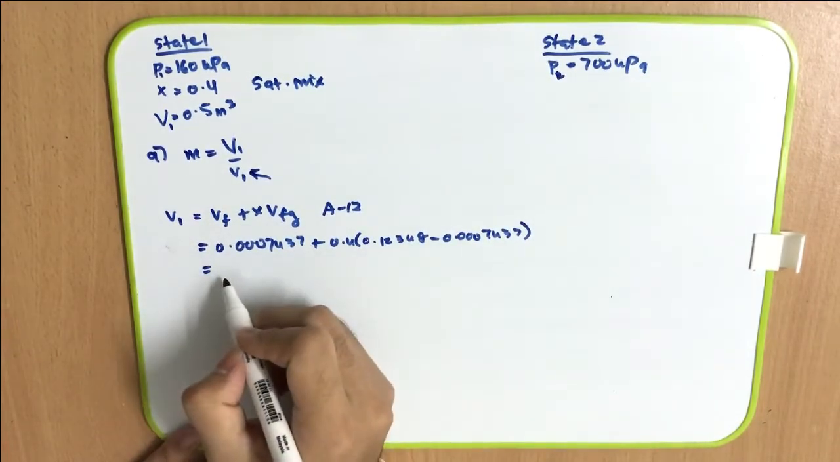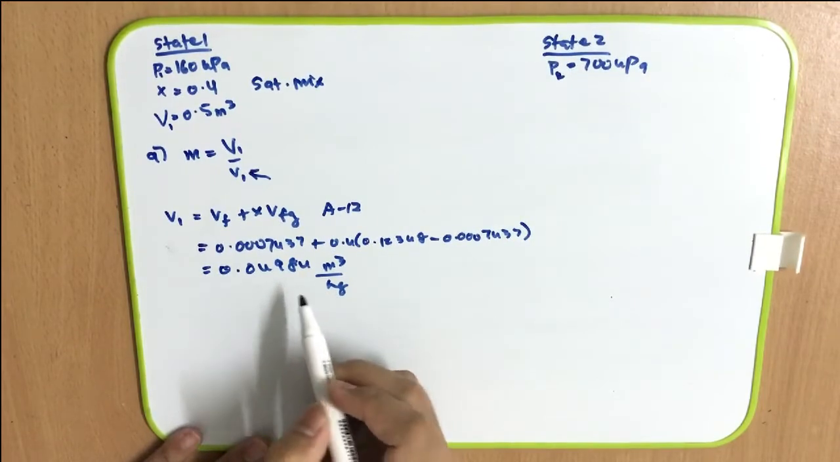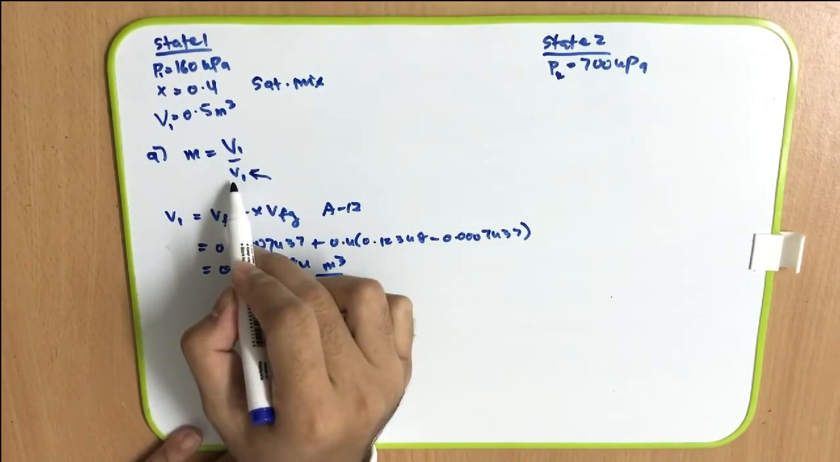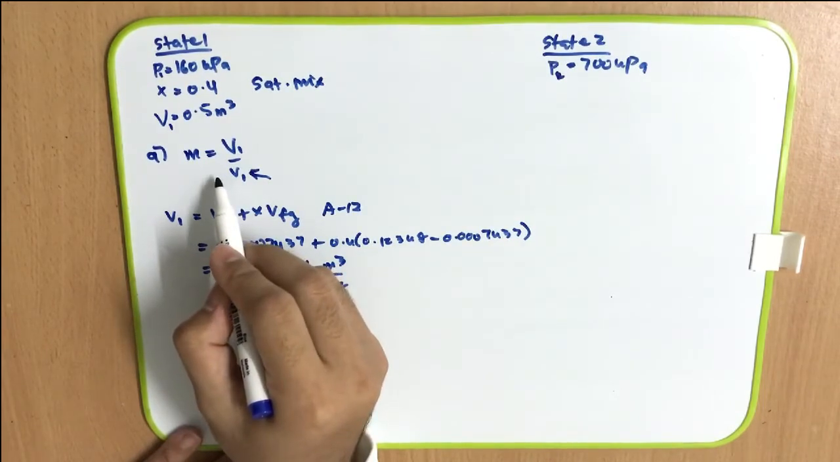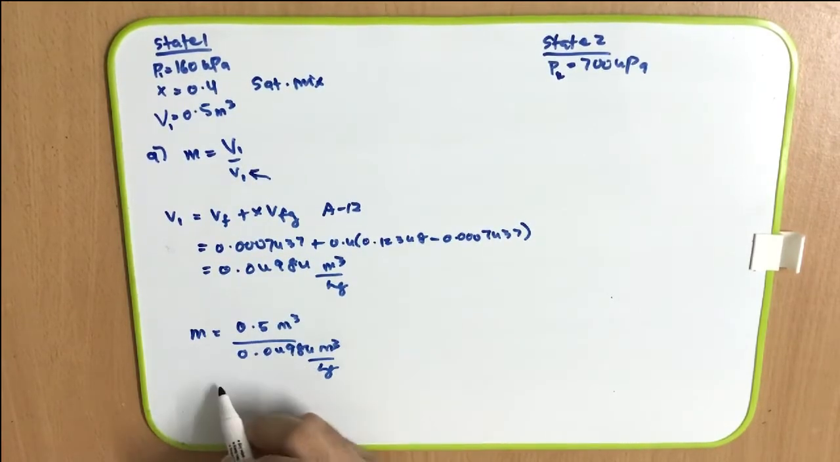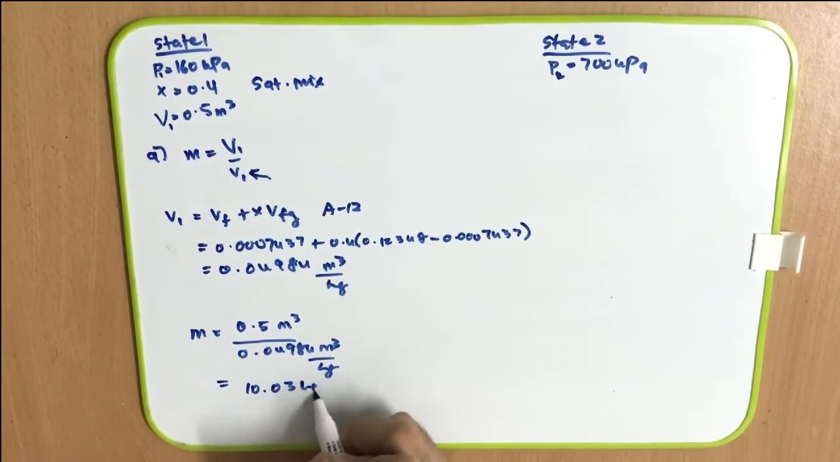Then we solve, and we get 0.04984 meter cube per kg. From this value, we can substitute inside this m equation, then we can find the value for mass. We substitute and we get 0.5 over 0.04984, then we will get the answer of 10.03 kg.